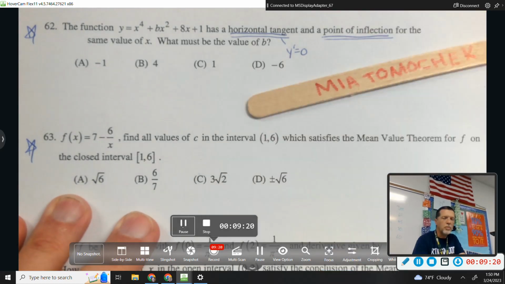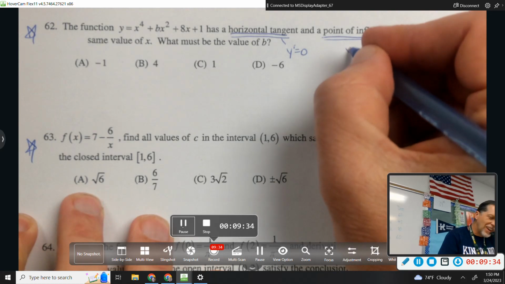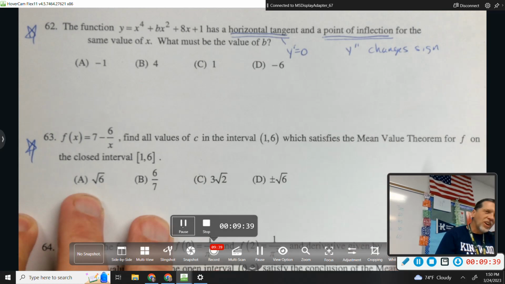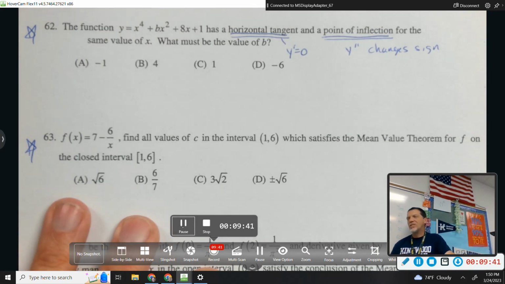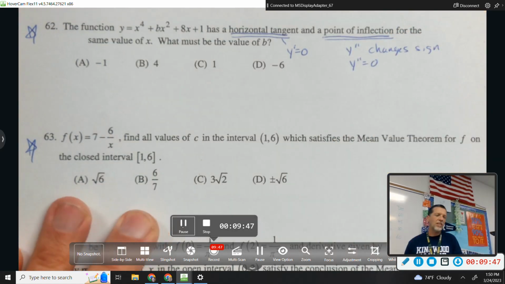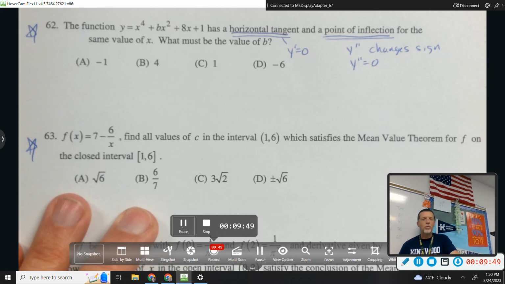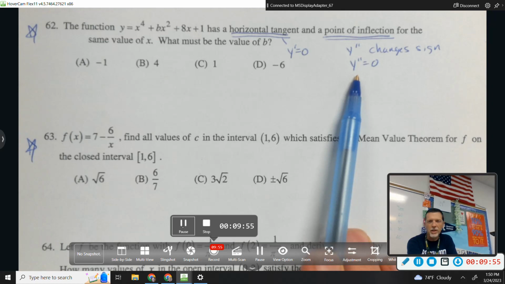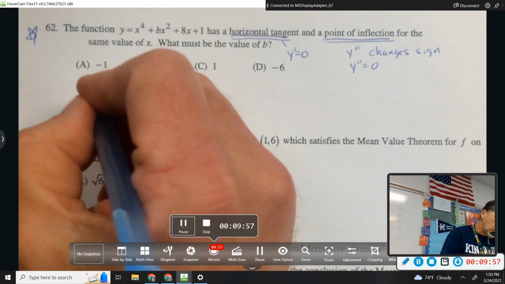Mia, what does a point of inflection mean? Yeah, well, officially a point of inflection is where it changes signs. But it's going to change signs when it's 0. So really we're looking for where y double prime is equal to 0. And then we'll make sure that it changes signs there. So that's one of those, we have to be careful. If it was a double root, it wouldn't change signs, it'd be 0. So we'll have to be careful when we get there. So first derivative.